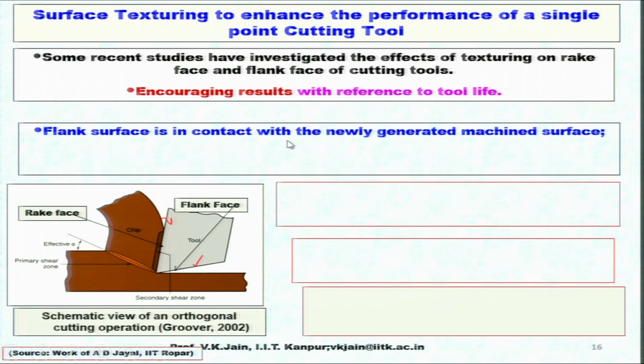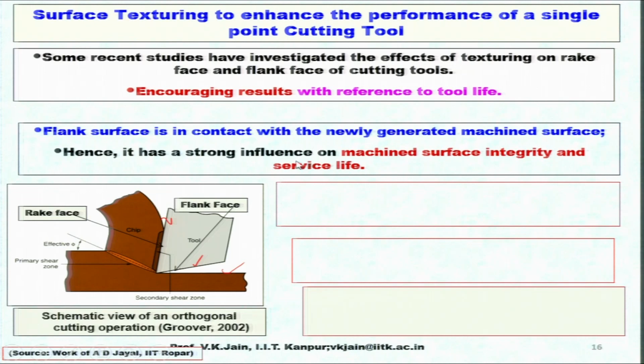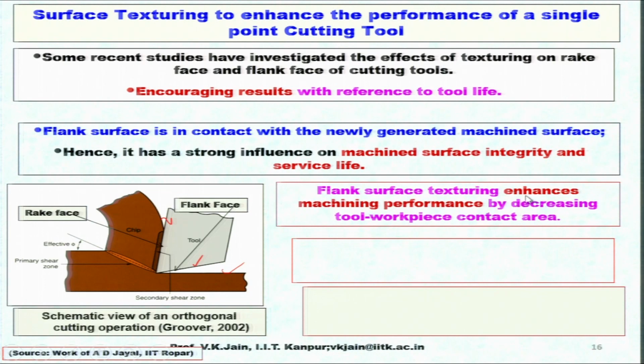Flank surface is in contact with the newly generated machined surface, that is this machined surface. This is the newly generated machined surface and this is the flank face over here. Hence it has a strong influence on machined surface integrity and surface life, because total contact area with the machined surface of the flank face of the tool has reduced substantially due to micro nano texturing. Then flank face texturing enhances machining performance by decreasing tool workpiece contact area.